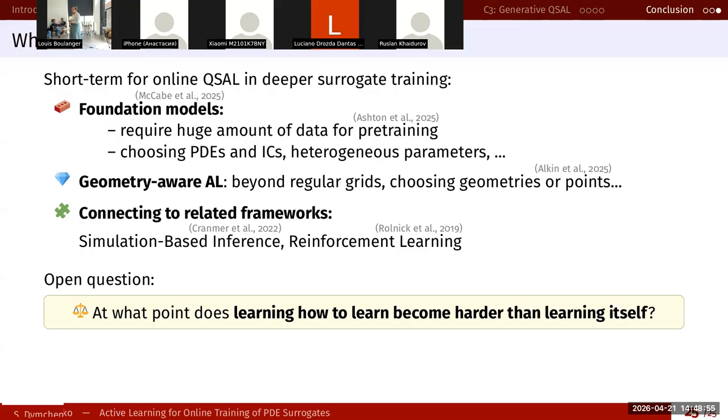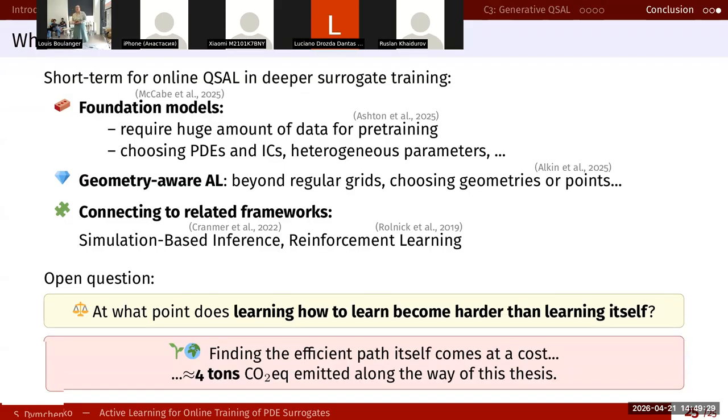A more open question: at what point is learning how to learn better actually harder than just learning on whatever data you have? Because maybe choosing geometries and points will be just too hard, or trying to generate directly the states in the solution, as the active learning is choosing not the parameters but the states themselves. Maybe it's better for some tasks, or in some cases, to just stay with the uniform sampling.